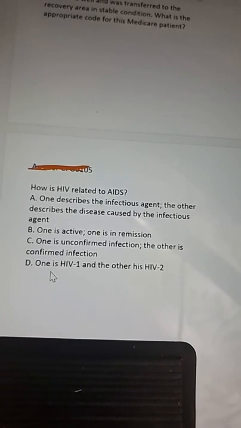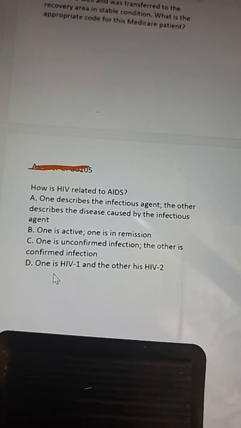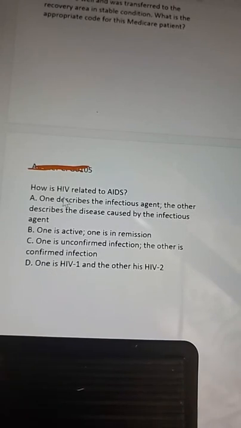But anybody got an answer for this HIV question? How is HIV related to AIDS? How would you do the process of elimination, which you could still do? We have three that have one is, one is, one is, and then one describes. So that's different. One is active, one is unconfirmed, one is HIV-1. One describes an infection agent and the other describes a disease.